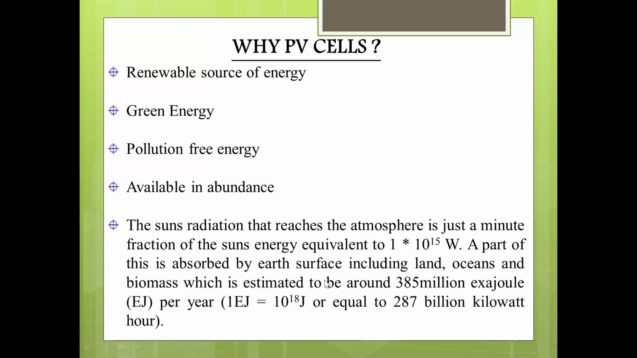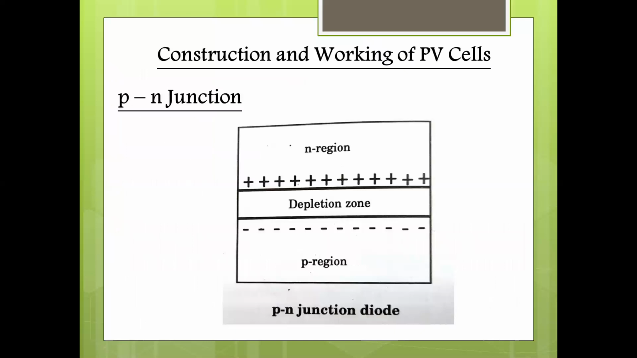This solar energy can be converted into electrical energy or other forms of energy in two ways. First one is thermal conversion. Second one is photo conversion. In thermal conversion, we convert sunlight into heat energy or thermal energy. Example: water heating. The second one is photo conversion, where light energy is converted into electrical energy. Example is photovoltaic cells. Now we'll understand the construction and working of photovoltaic cells.